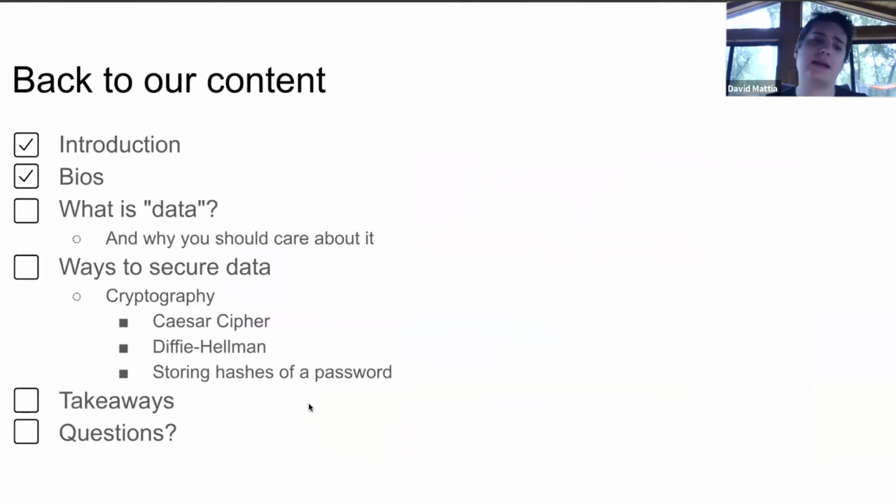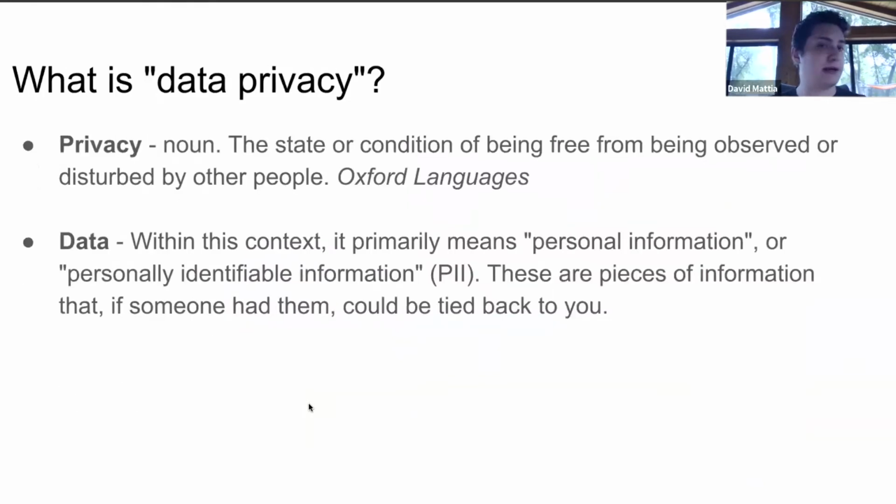We have a lot to cover today. The two major categories we're going to cover for the rest of the time are what is data and why is it important, and then how do you secure that data. So, a really boring slide at the beginning, but we've got to define data privacy so that we make sure we're on the same page. What are we talking about here?